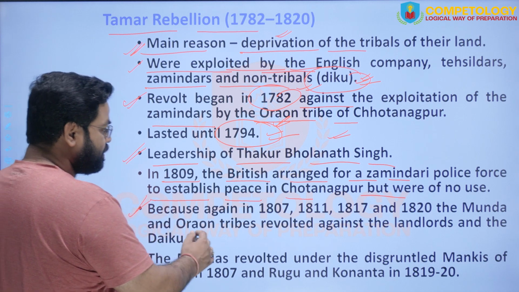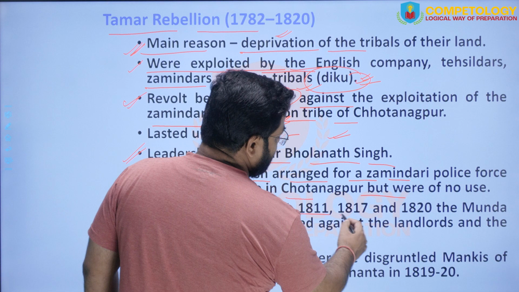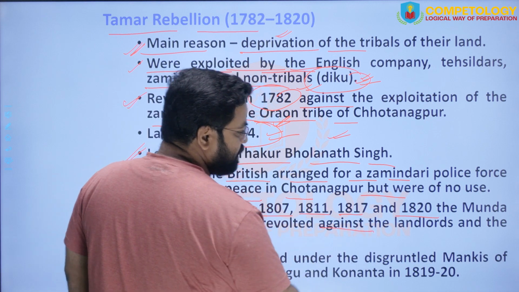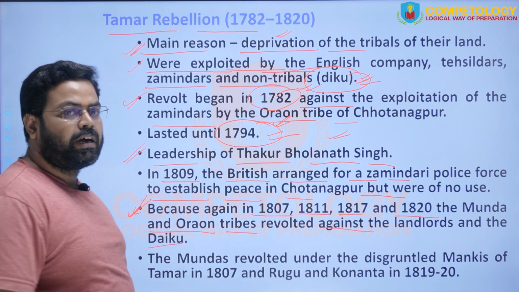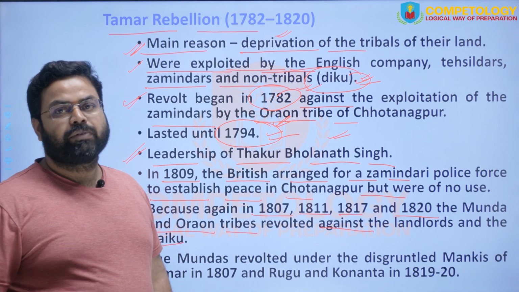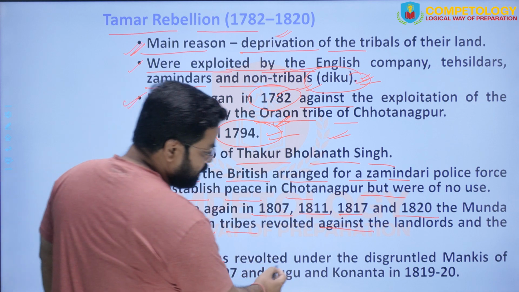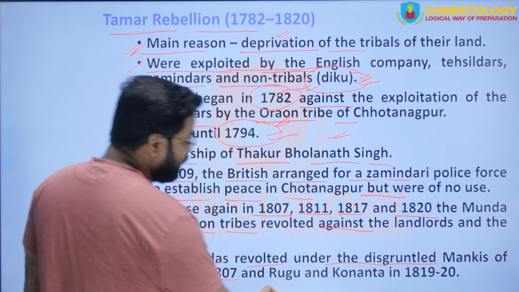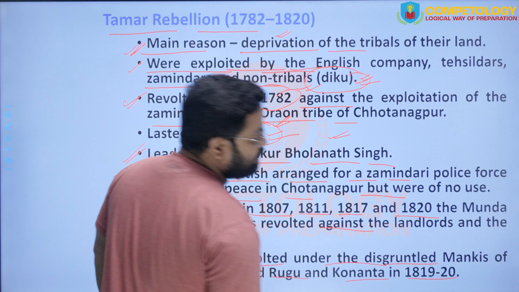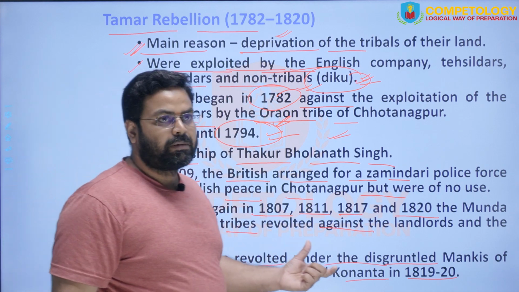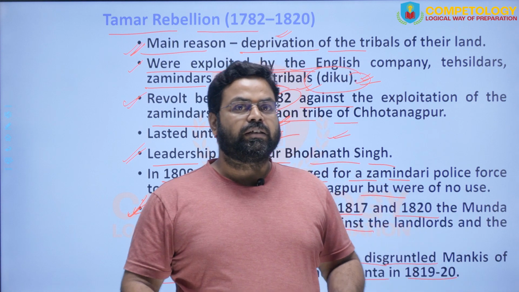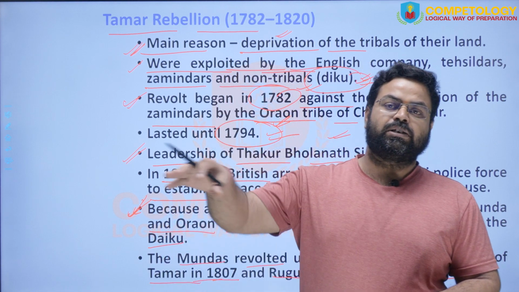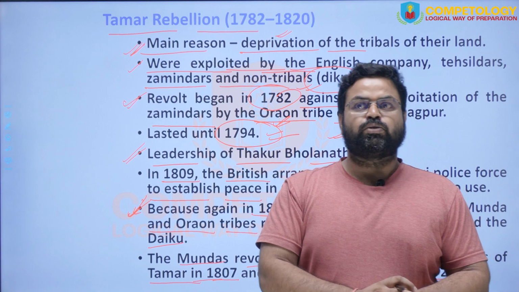But even after this, in 1807, 1811, 1817 and 1820, the Mundas and the Oraon tribe revolted against the landlords and the Dikus again and again. Several waves of revolt were there, right? Phases of revolt. Mundas revolted under the disgruntled Mankis of Tamad in 1807 and Rugu and Konanta in 1819 and 20. So basically in the tribal administrative system, the Mundas are the village headmen who used to collect the land revenue, and thereafter they used to submit it to the Mankis, and thereafter the Mankis used to submit it to the Britishers.